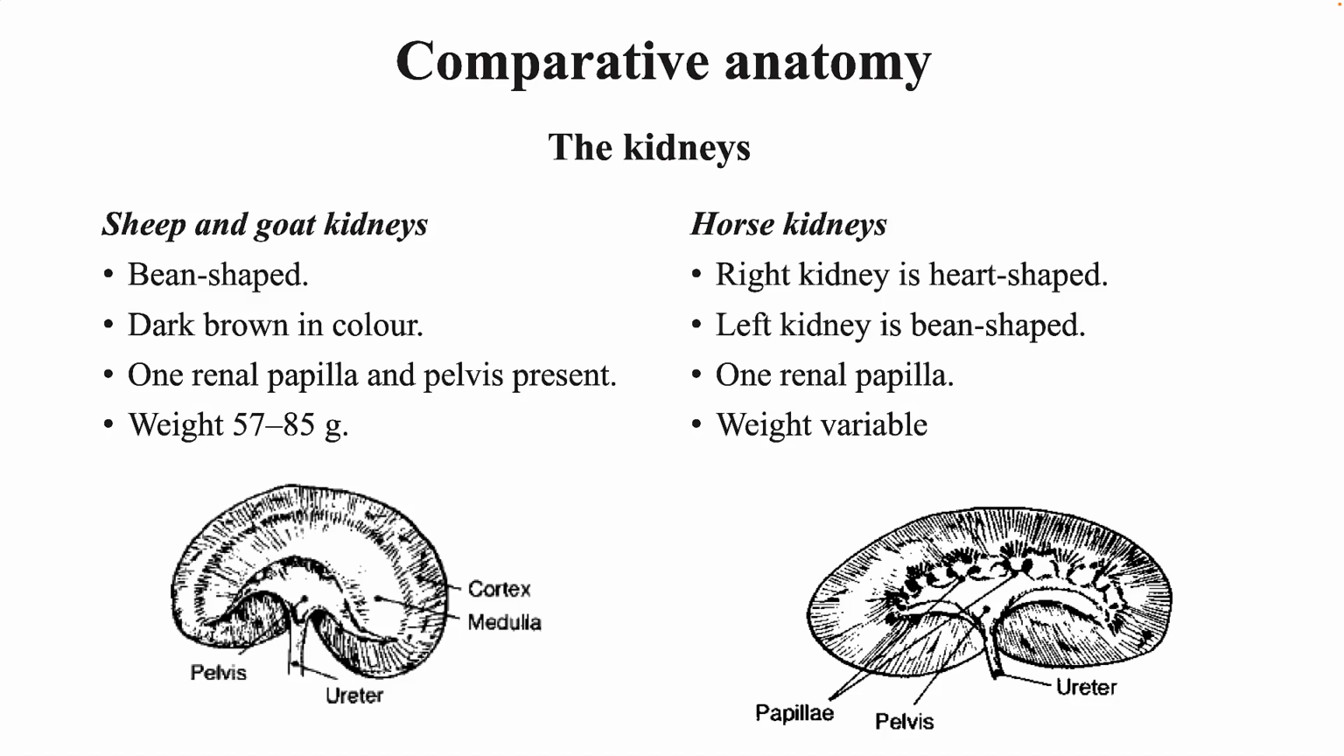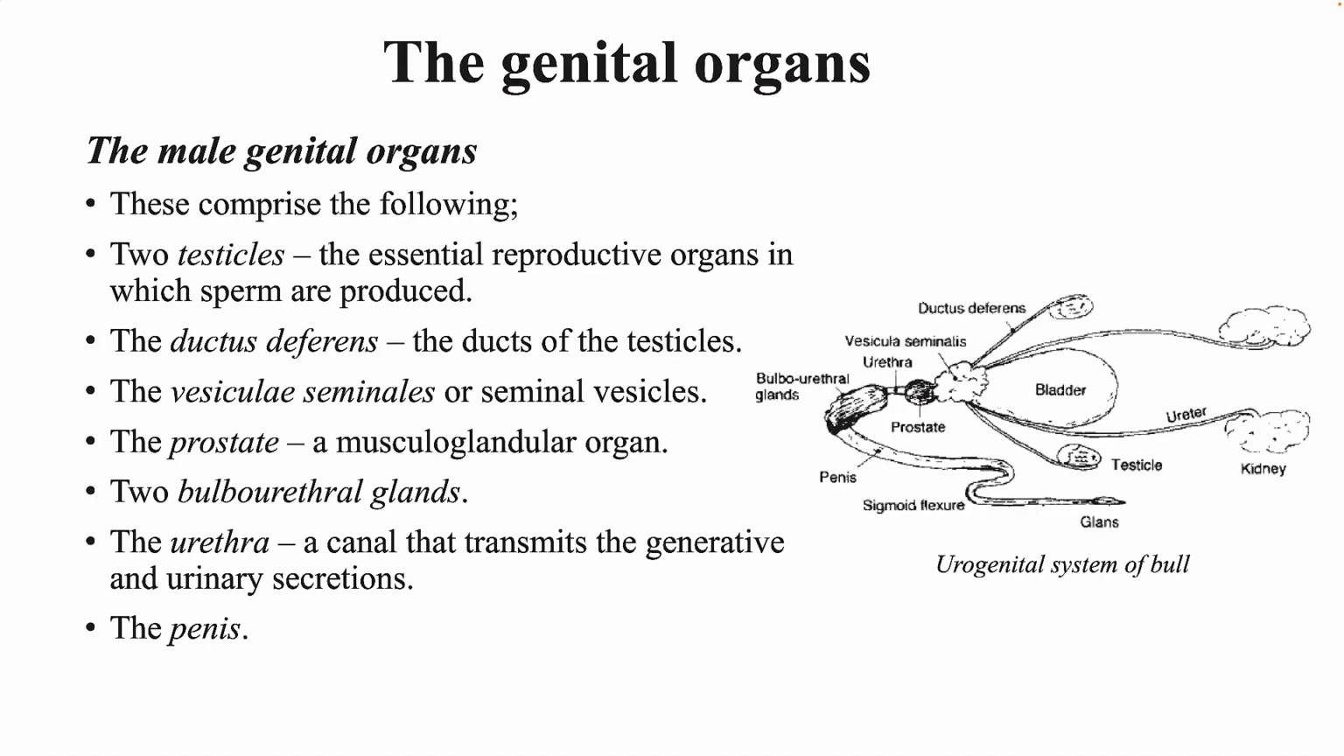Sheep and goat as well as horse, all these three species, their kidneys are not lobulated, but they differ in terms of shape, color, and weight. For instance, it is bean-shaped in sheep and goat, and heart-shaped or bean-shaped in horses. In horses, the left and right kidneys have different shapes. It is dark brown in color here, and it has only one renal papilla because there are no lobes. Here as well, there is only one renal papilla. Those are just a few features that we can use to distinguish the kidney.